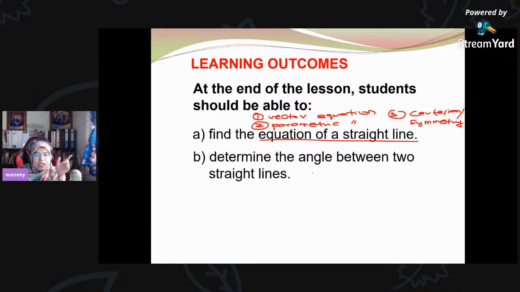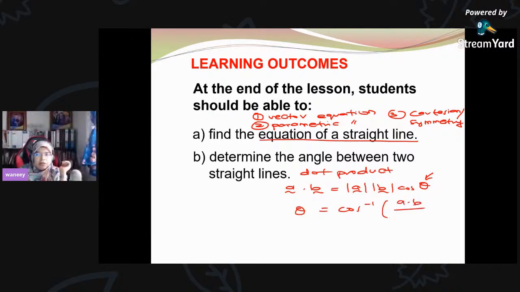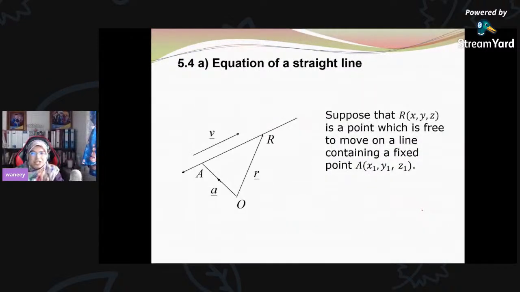And then determine the angle between two straight lines. This one is quite easy. We are simply going to use the dot product for them. Because the formula for the dot product is A dot B equal to the magnitude of A, magnitude of B, cos theta. So in order to calculate this theta, we are simply going to use the arc cos of A dot B over the magnitude of A magnitude of B. Okay, so those are simply what people call a synopsis. Okay, next. So equation of a straight line.